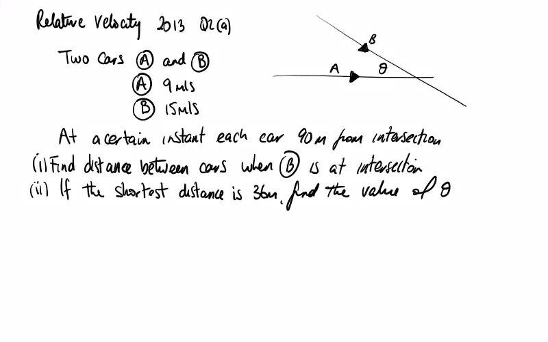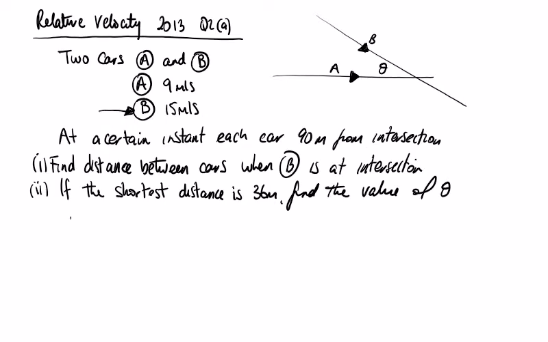Okay, 2013 relative velocity question 2a. We're given this diagram. A is traveling towards the intersection, so is B, and at a certain instant, each of them are 90 meters from the intersection. Now you can see B is going to get there quick, it's moving faster, and the question does ask us for, giveaway marks, the distance between the cars when B is at the intersection.